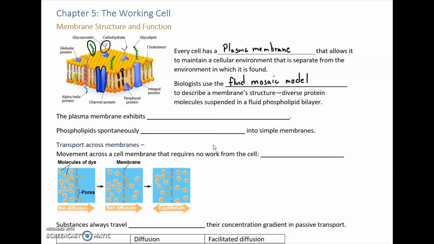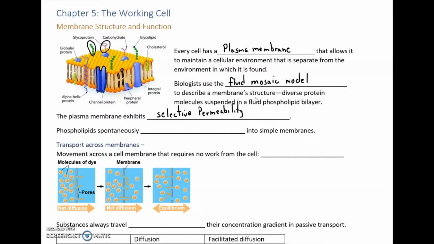So plasma membranes exhibit selective permeability. This just means they are permeable to some things. Some molecules can get through, and other molecules are restricted from entering the cell. So very small molecules like oxygen and carbon dioxide can diffuse across this phospholipid bilayer, this hydrophobic interior, but some things can't.